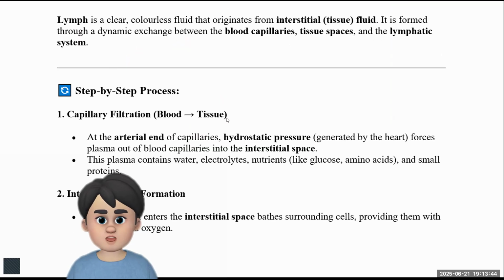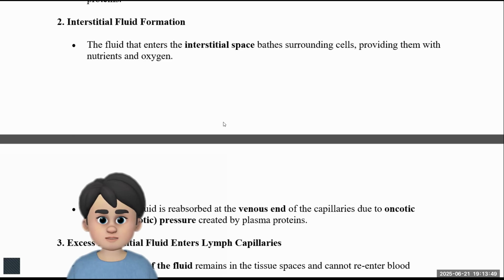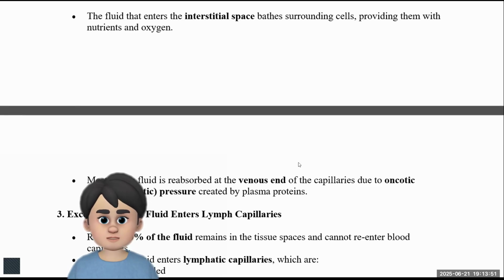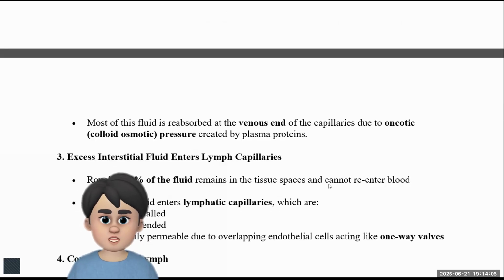Venous system, most of the fluid being reabsorbed, right? But some remain. So it is reabsorbed at the venous end of the capillaries due to oncotic pressure created by the plasma protein. Excess interstitial fluid goes to the lymph capillary. Roughly 10% of the fluid remains in the tissue space and cannot re-enter the blood capillary.